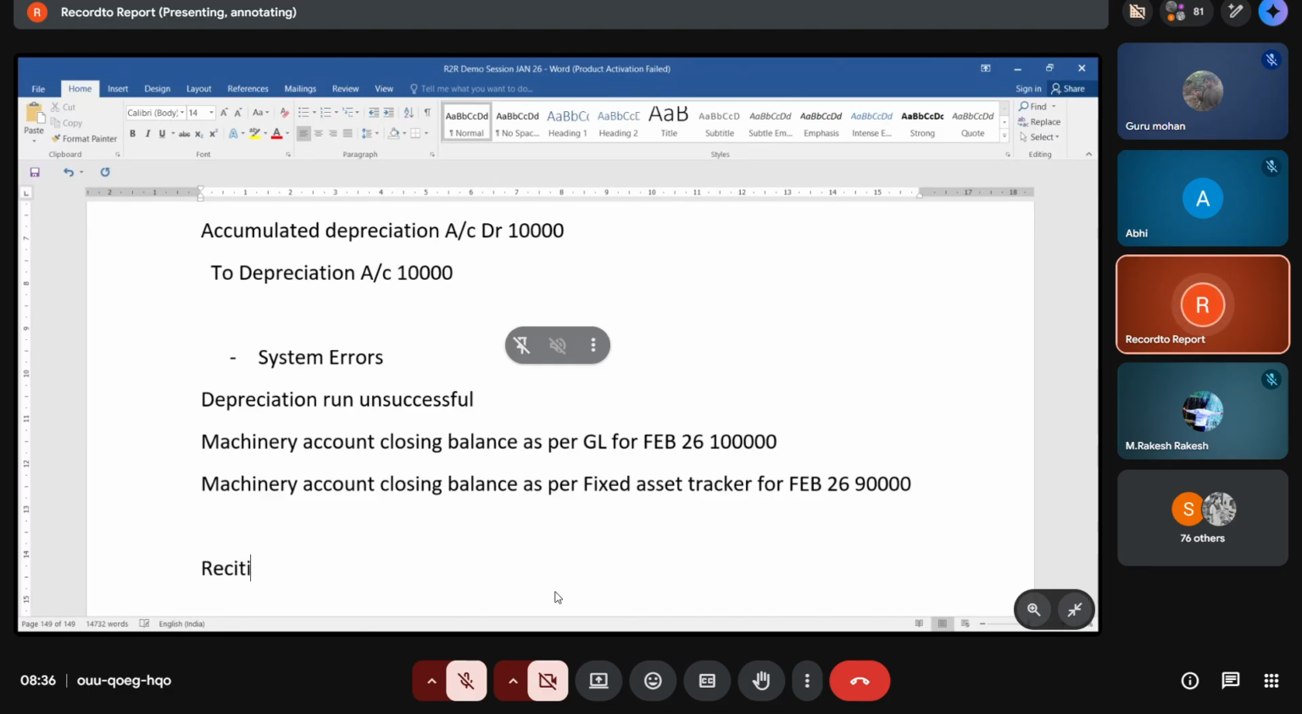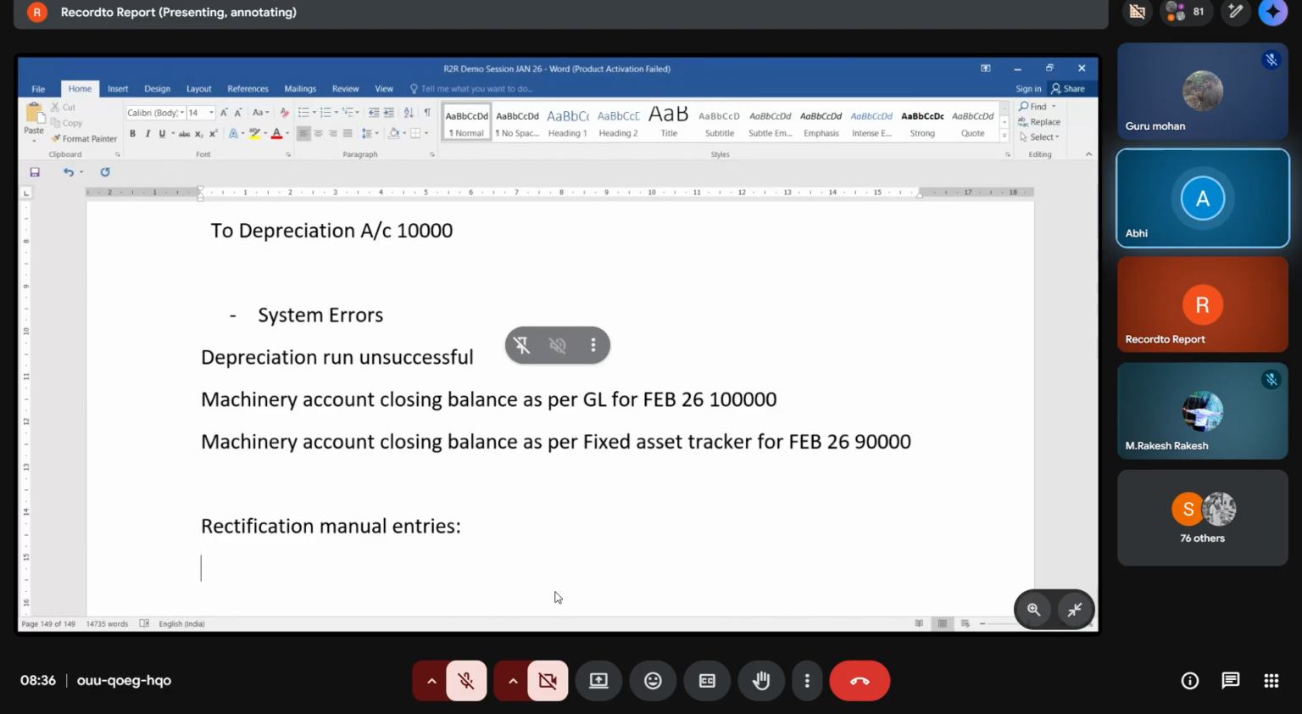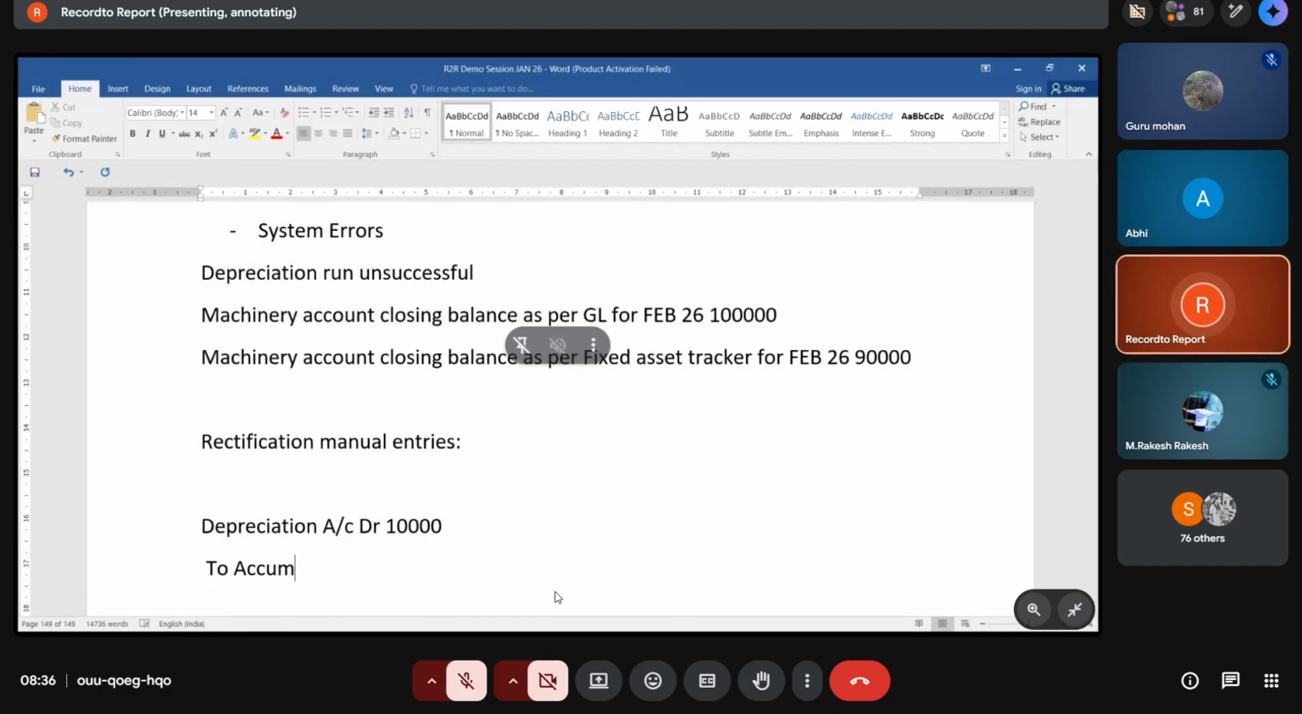So we need to post the rectification manual entry. If the system does not run automatically, what do we need to do, guys? We need to do manual entries. So what is the entry for depreciation, guys? Depreciation account debit 10,000 to accumulated depreciation account.